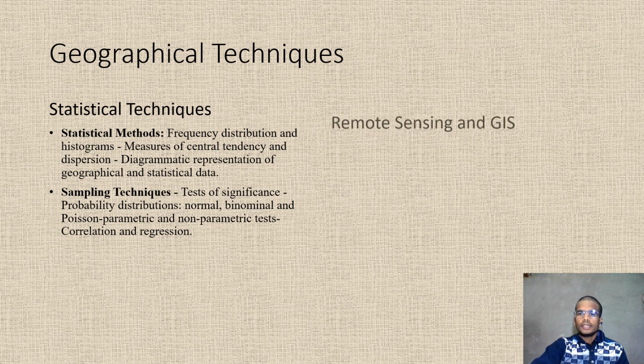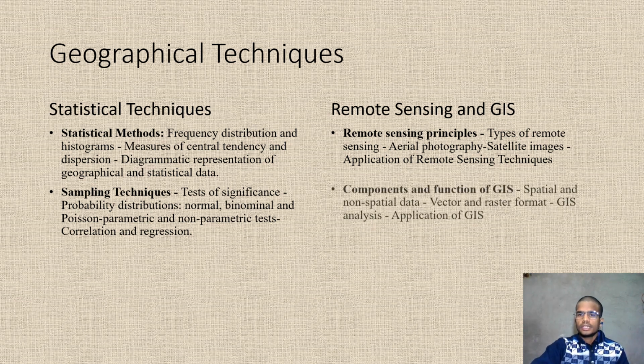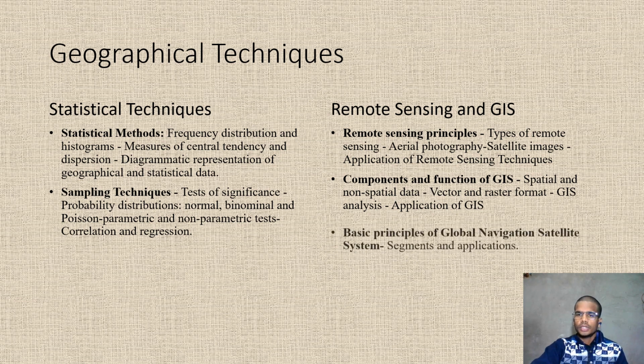Okay. In the last part, remote sensing and GIS, you need to know the very basic principles of remote sensing. So you need to know what is aerial photography, what are the different types of aerial photography, what are the different applications of remote sensing techniques. Here you need to know about spatial and non-spatial data, what is vector data, what is raster data, okay, what is point, line, and polygon, what is it used to denote. That is all you need to know here.